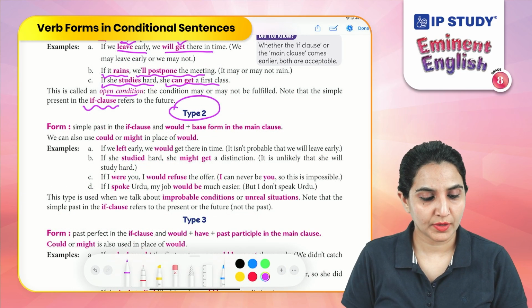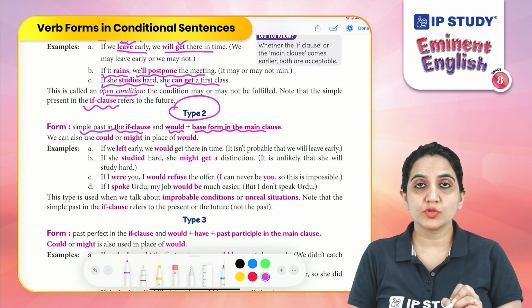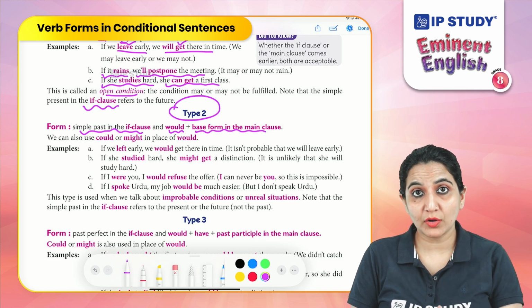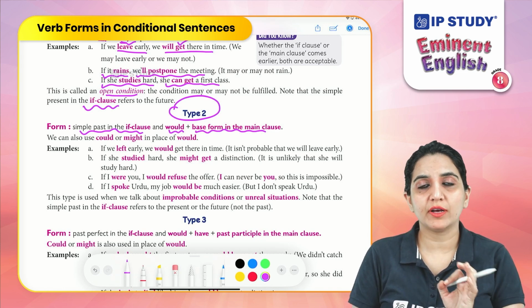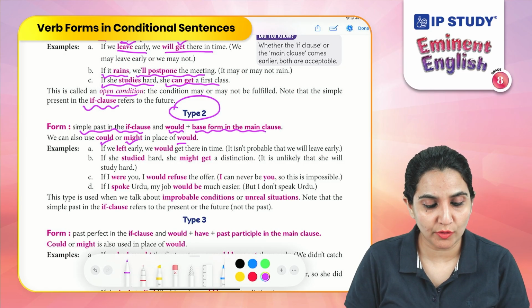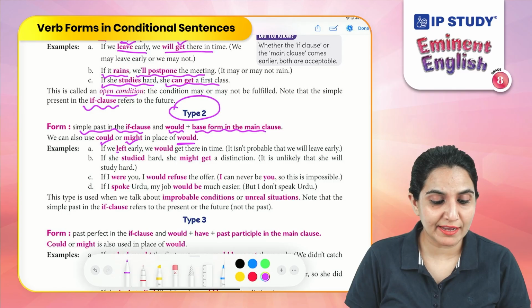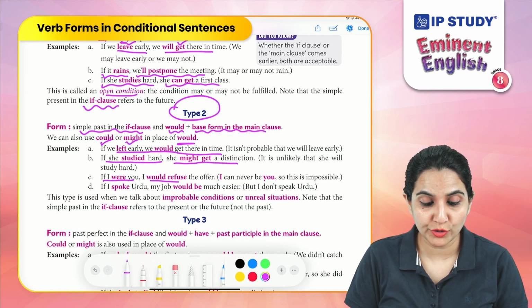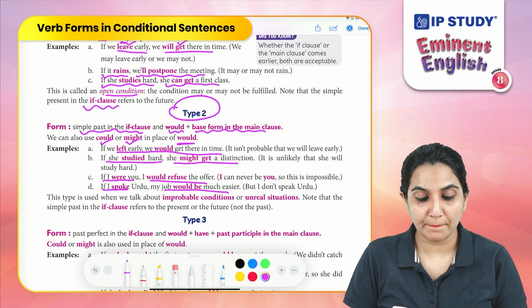Type 2. Simple past in the if clause and would plus base form in the main clause. So the if clause is in the simple past tense, and in the main clause we use would along with the base form of verb. We can also use could or might in place of would. If we left early, we would get there in time. If she studied hard, she might get a distinction. If I were you, I would refuse the offer. If I spoke Urdu, my job would be much easier.